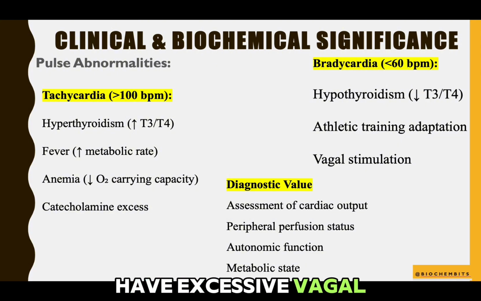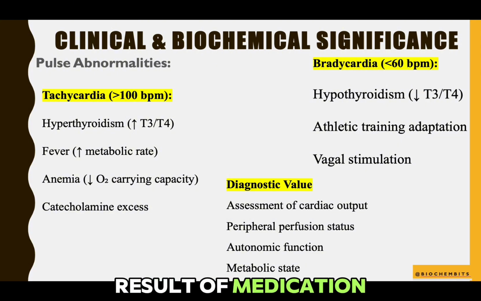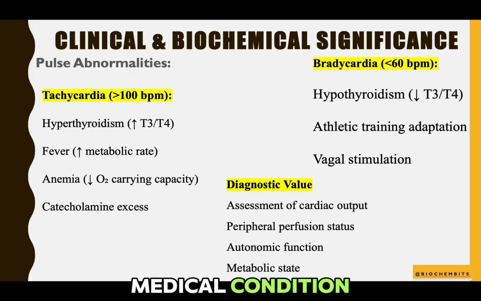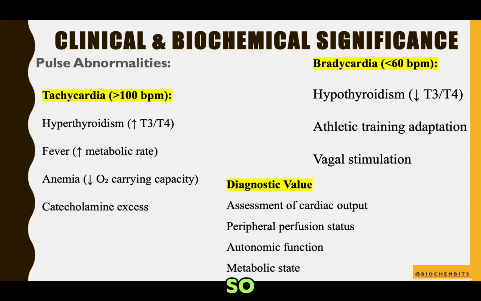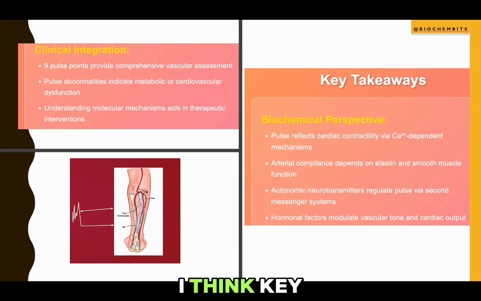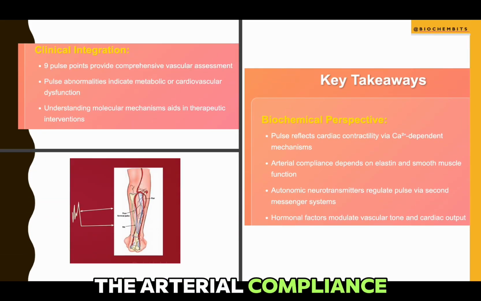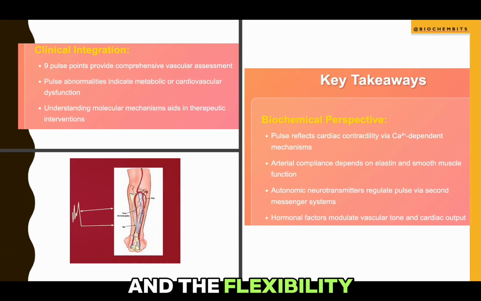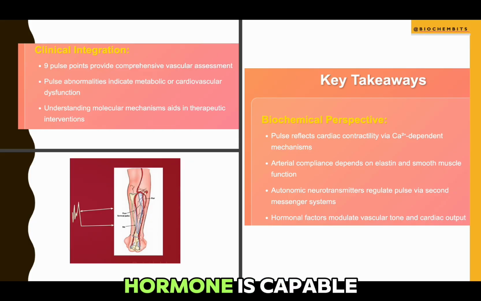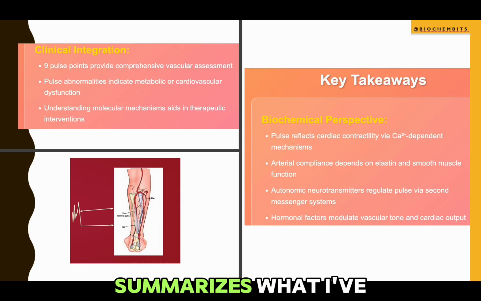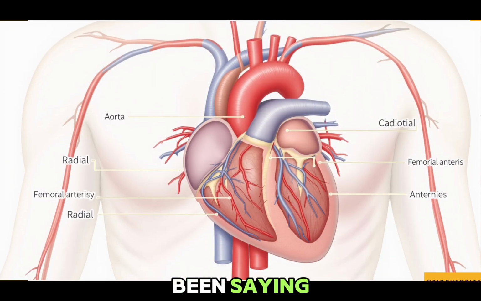And when we have excessive vagal tone, perhaps as a result of medication or a certain medical condition, it can also slow down the heart rate. I think key takeaways are that arterial compliance depends on elastin and the flexibility of the muscle function, and hormones are also capable of modulating the vascular tone and cardiac output. I think this basically summarizes what I've been saying.